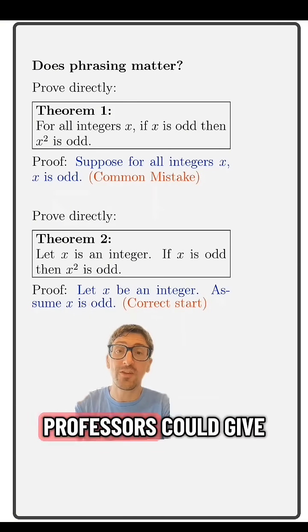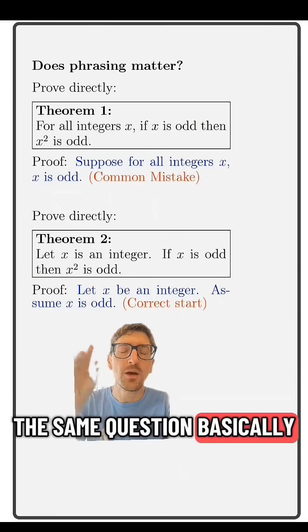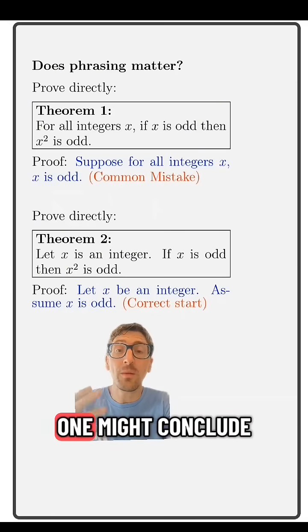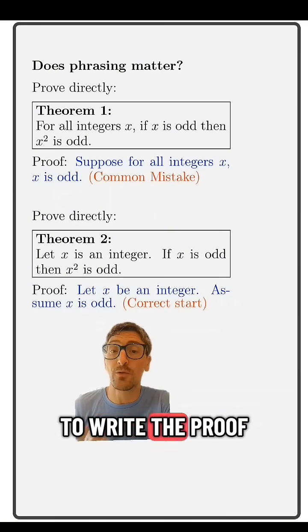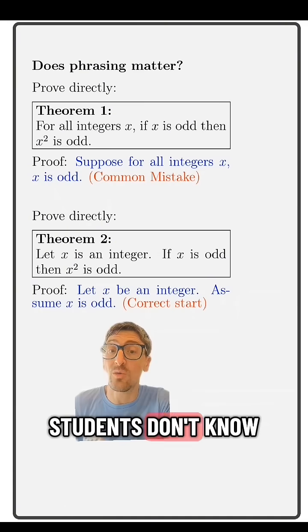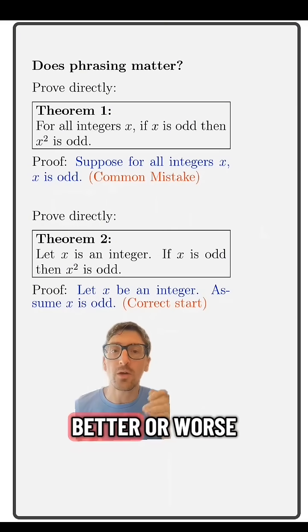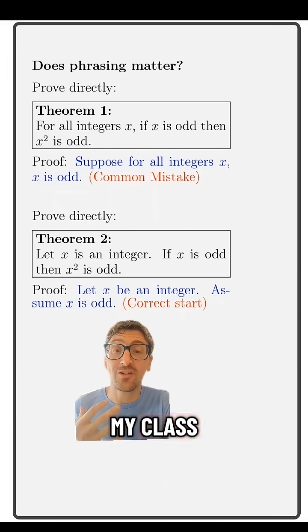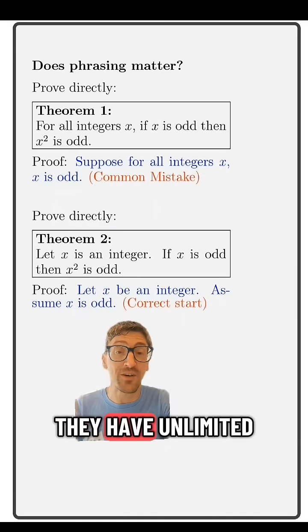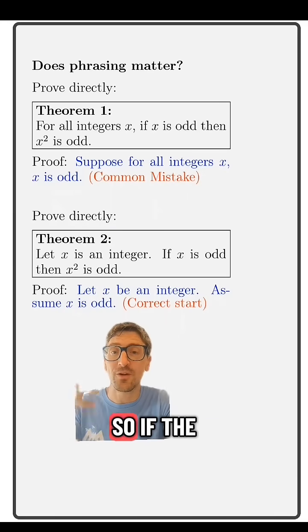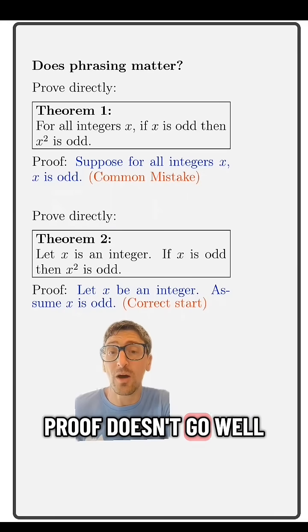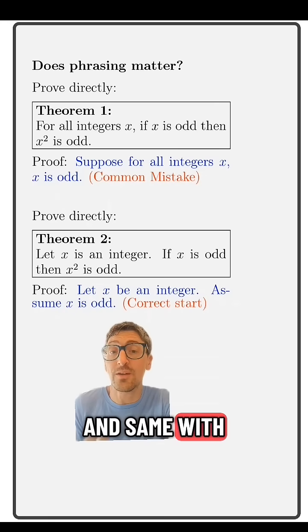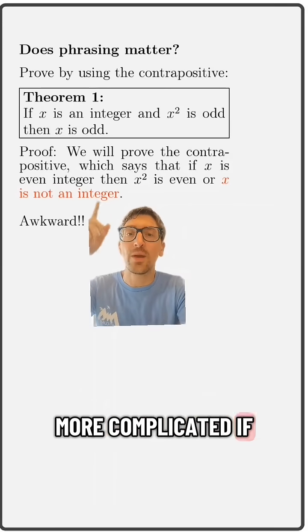So two different professors could give basically the same question, but phrase it just slightly differently. One might conclude that their students do know how to write the proof. The other might conclude that the students don't know. Now, I'm not here to say one method is better or worse, but these are all conversations I want to have with my students. In my class, actually, all the proofs that we ever do, they have unlimited attempts to retry. So if the first time you write a direct proof doesn't go well, you can try again, and same with the different method.